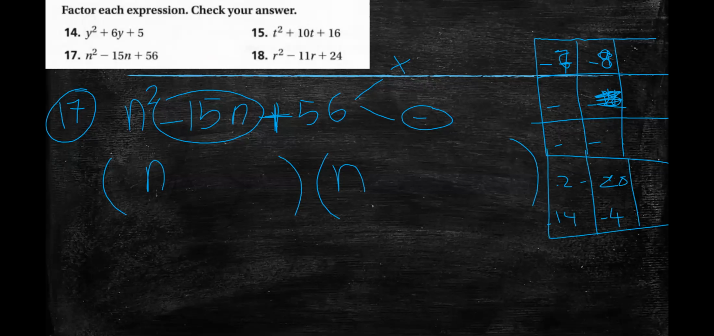Now, which of these pairs, if you add them, you get negative 15? Negative 14 and negative 4 give negative 18. Negative 2 and negative 28 give negative 30. Negative 7 and negative 8 give negative 15. So which pair? Yes, negative 7 and negative 8.